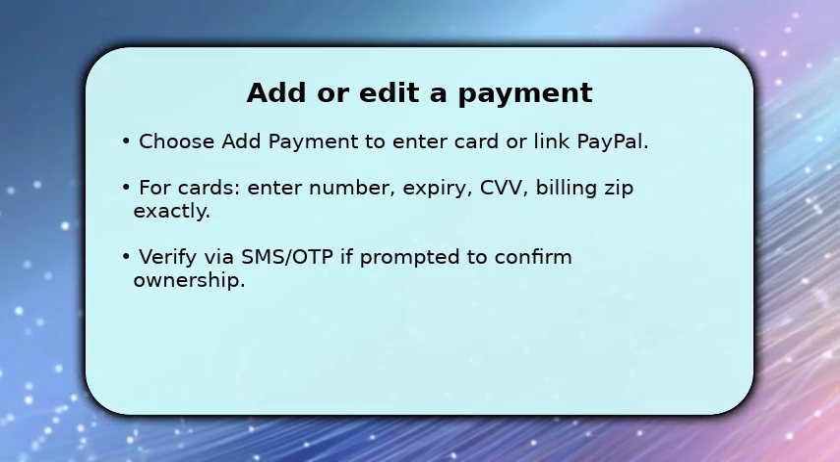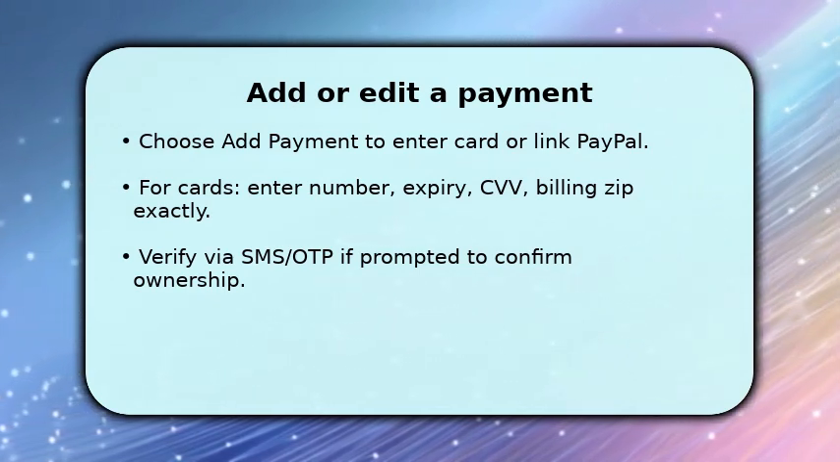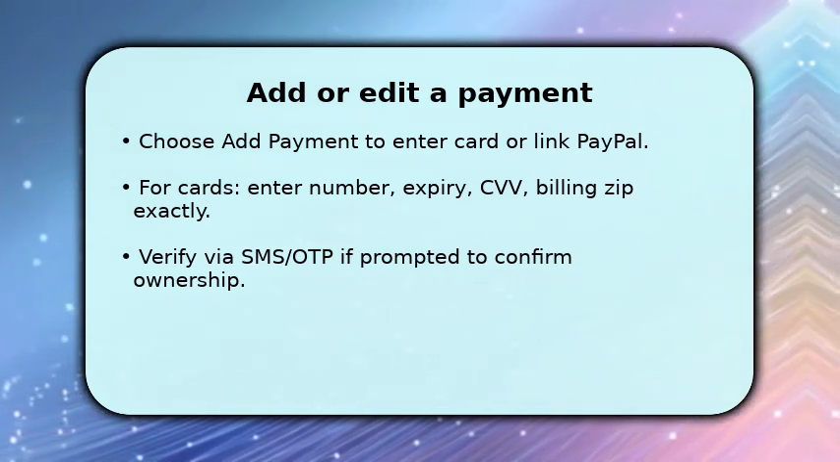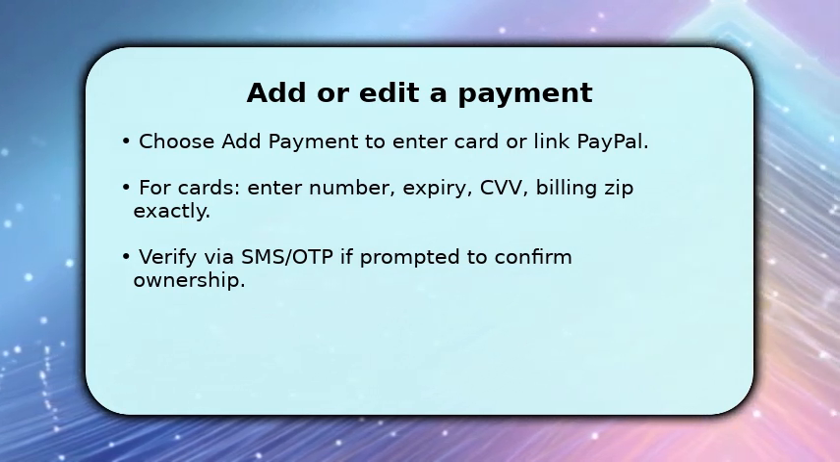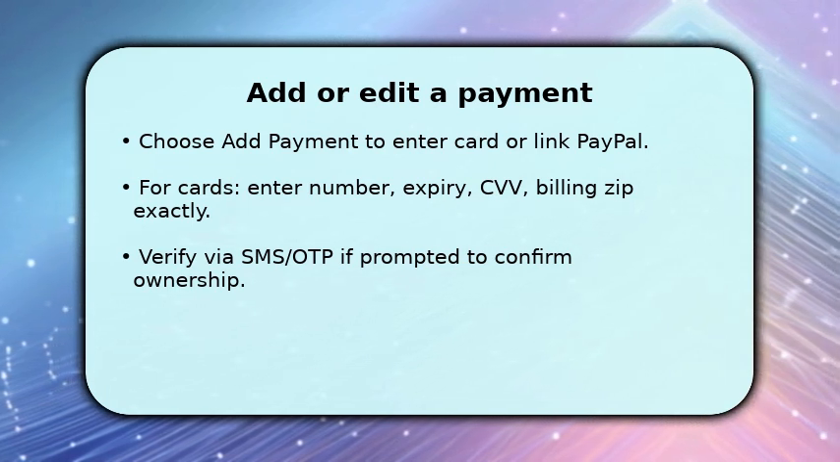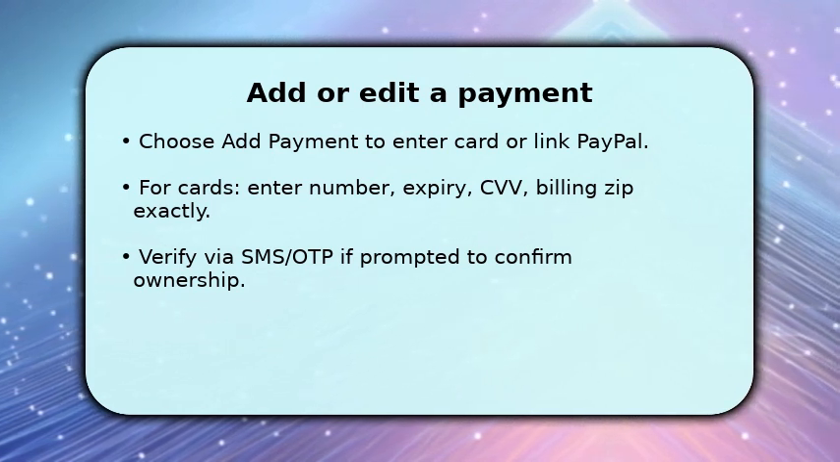You'll now add or edit a payment method by selecting Add Payment or tapping an existing card to edit. This is where precision matters. For cards, type the number, expiry, and CVV exactly and select the saved billing address to avoid mismatches. If linking PayPal, follow the PayPal sign-in and authorize Shein.